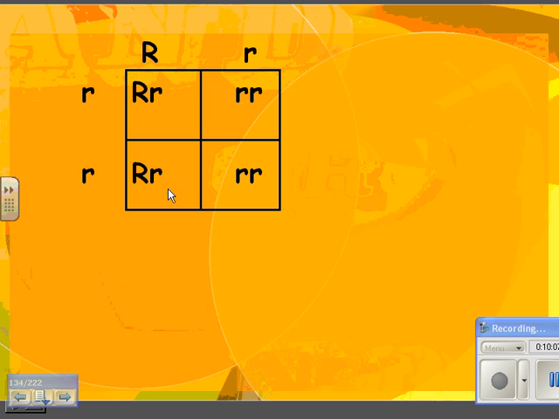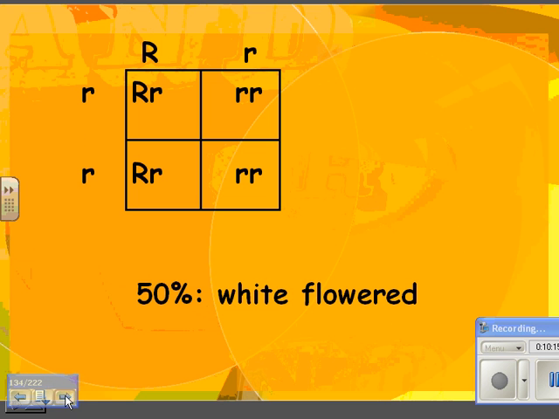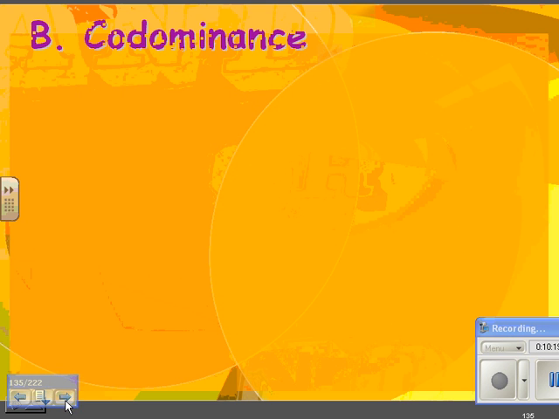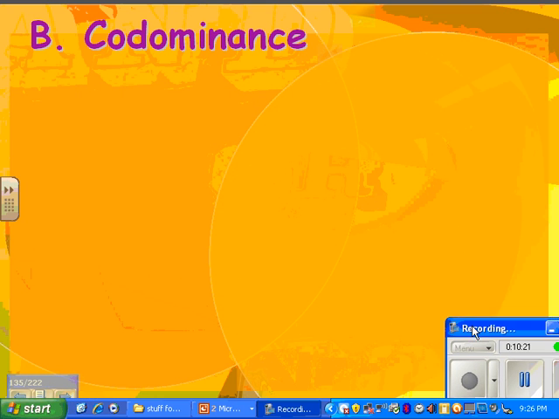So that's the whole thing done. Oh, I put the gametes on the different sides, but as long as one organism has its gametes on one side and the other one's on the other side, you're all set. 50% white, 50% pink. And that is it for incomplete dominance.